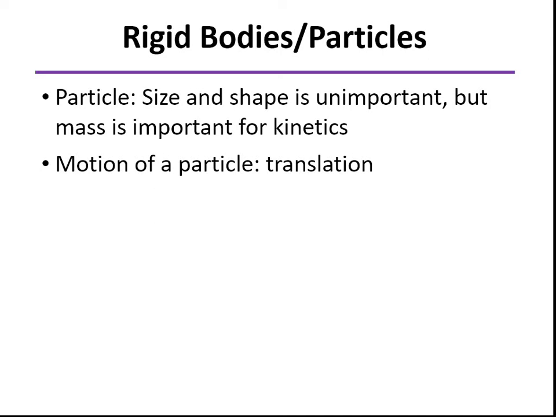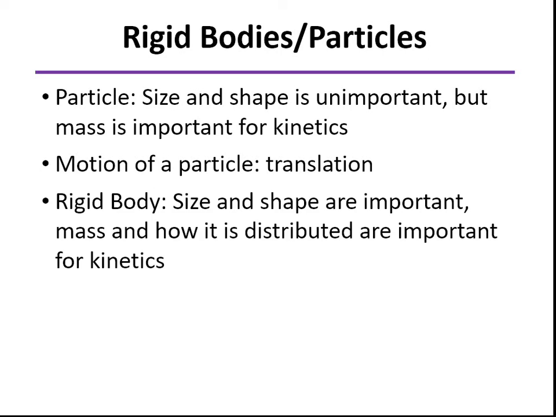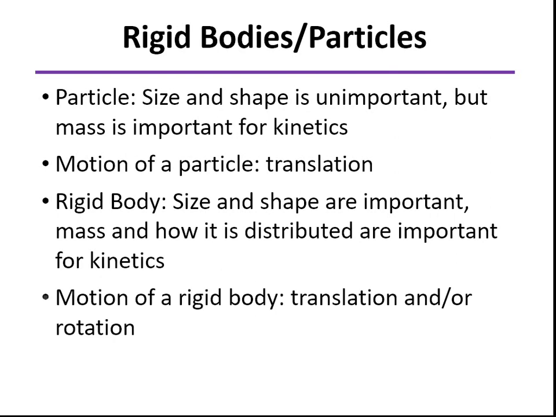But the difference, of course, is that when we have a rigid body, as we'll see in a moment, we can have rotation as well. So for a rigid body, now the size and the shape are important. And when we get into the kinetics part of this, not only the mass, but how the mass is distributed is important as well. And so, as we said earlier, the motion can be translation just like it is for a particle. It can be rotation, or it can be both of those things combined at the same time.